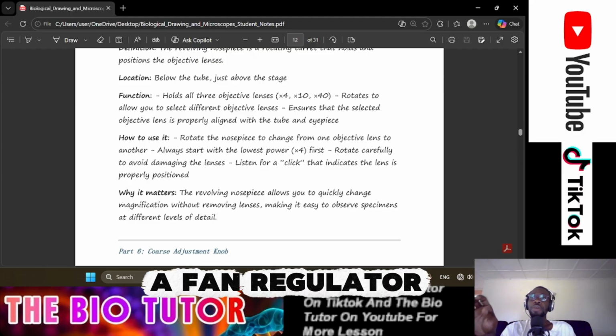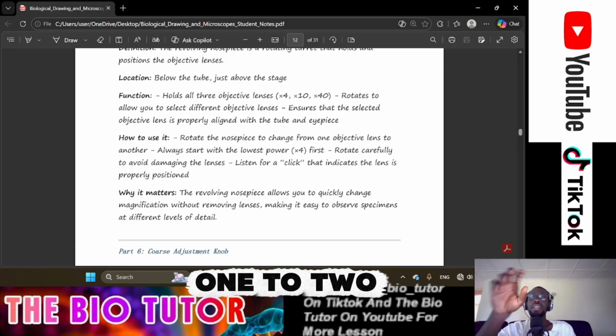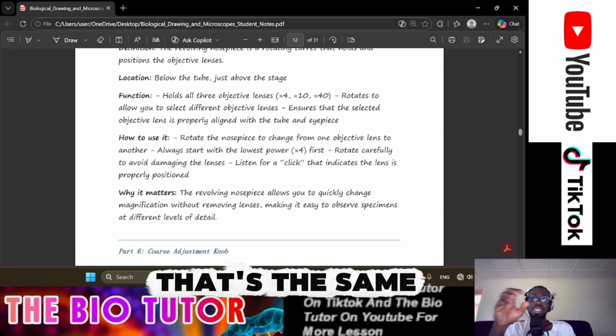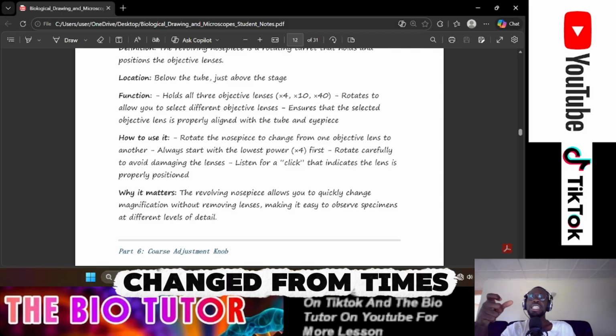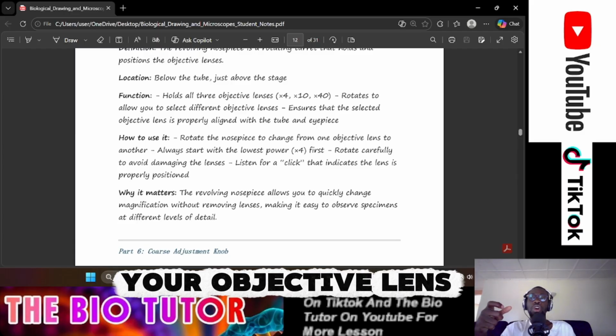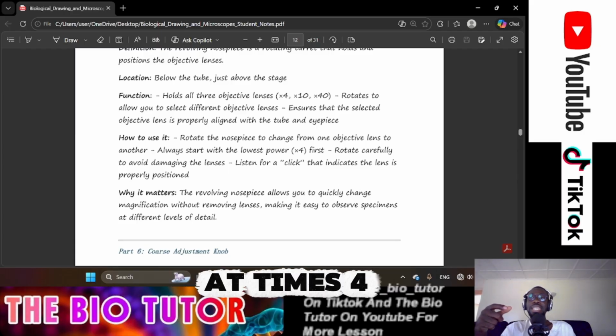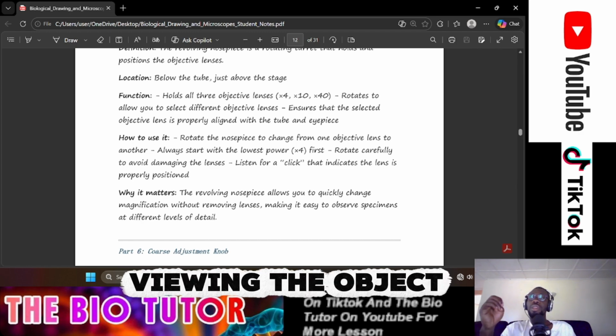So it's like a fan regulator. When you turn the fan regulator, it changes from 1 to 2 to 3. That's the same as a revolving nose piece. When we change it, we hear a click sound, and it means that it has changed from x4 to x10. Always remember that your objective lens should be placed at x4 first before viewing the object.